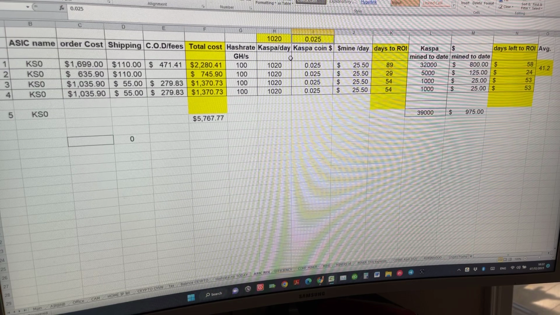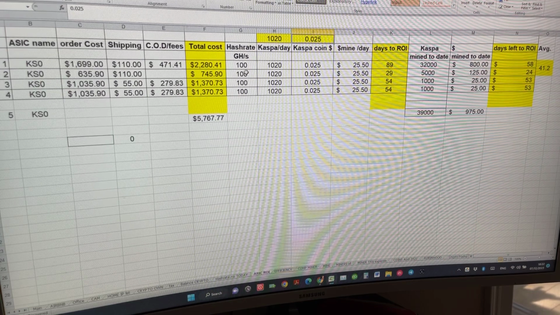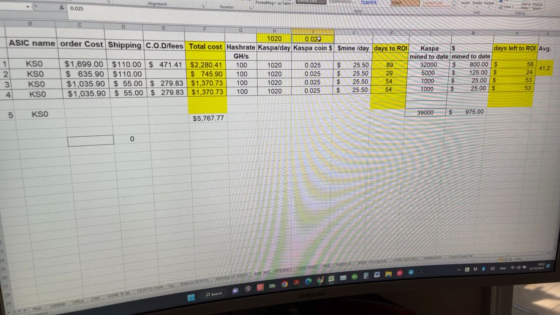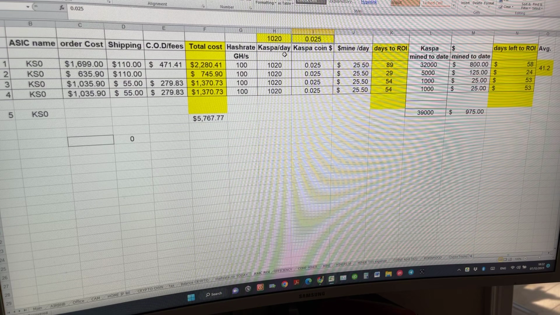And for me it's like, hey, how quickly can I ROI based on today's rates and today's Caspa price, if we stay stable, which probably we won't, because it's already been dropping by a lot. So anyways, let's look at this.